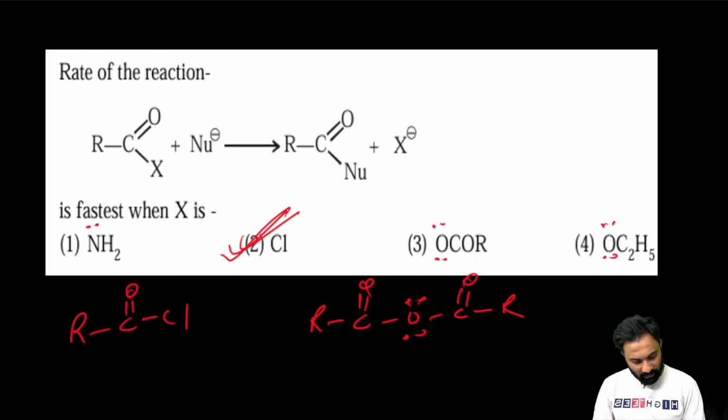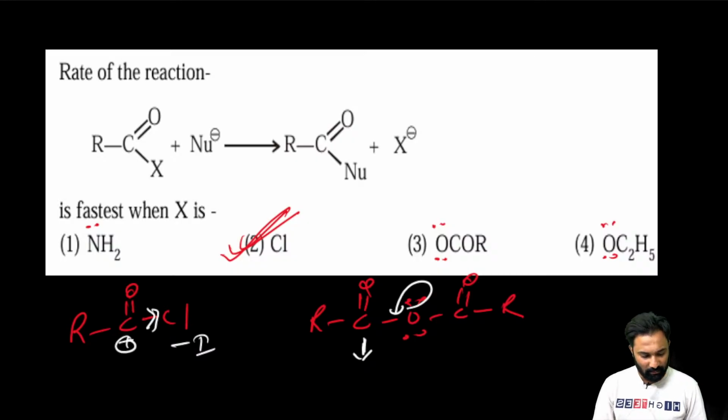Now this lone pair of electrons on the oxygen, what will it do? It will decrease the electron deficiency of this carbon. When it decreases the deficiency of this carbon, the nucleophilic addition reaction will happen slowly. But the chlorine, due to the minus I effect, will make the carbonyl carbon more deficient, so the nucleophilic addition reaction will happen very fast.